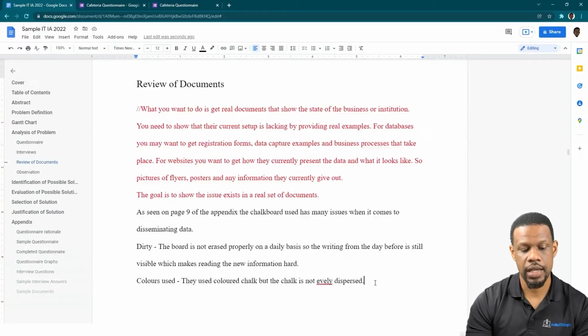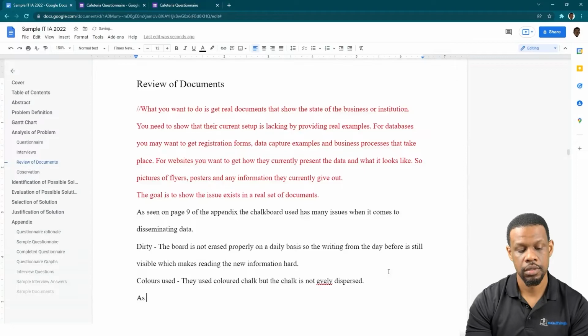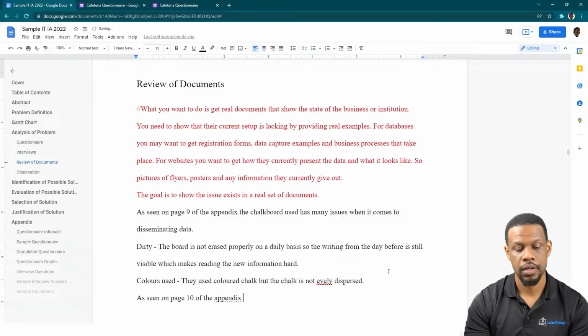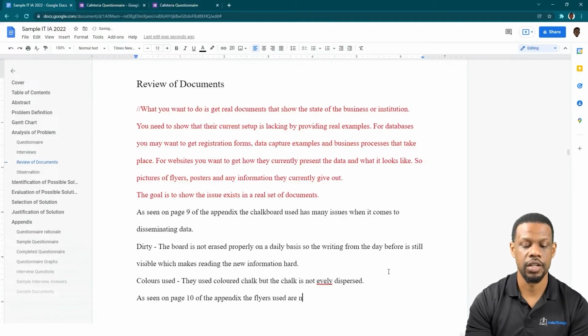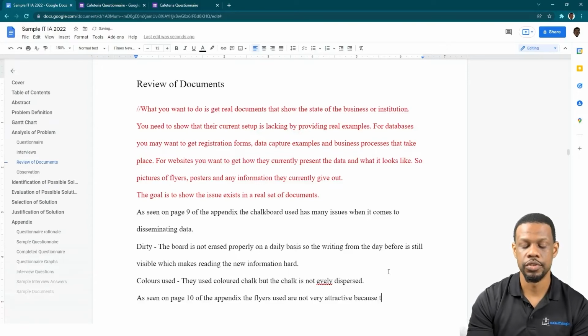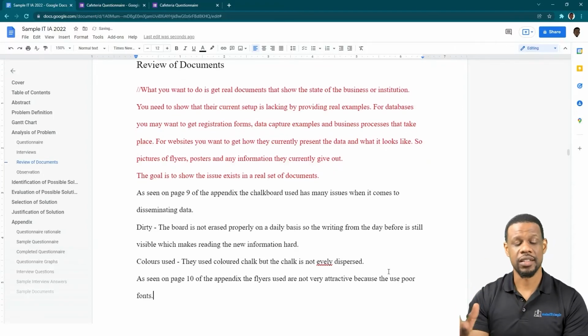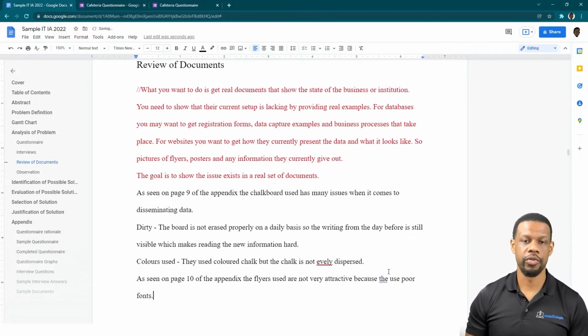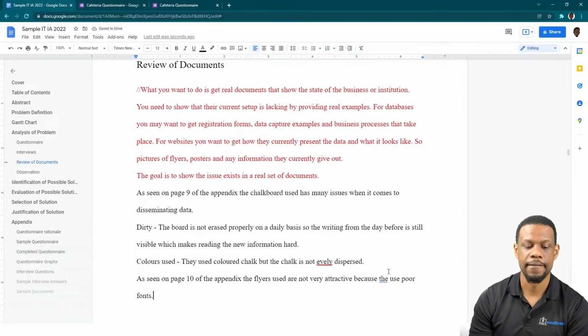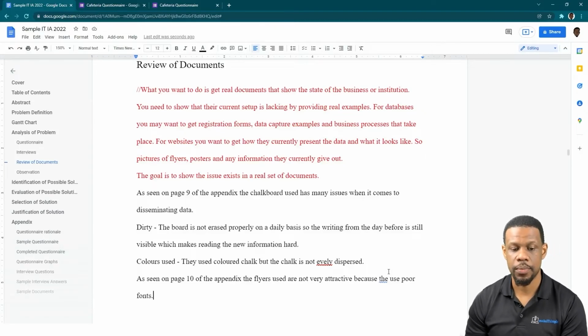And then you could say, as seen on page 10 of the appendix, the flyers used are not very attractive because they use poor fonts. Put in some technical words, bam, you get your review documents marks there. Pretty straightforward. That's the website route.